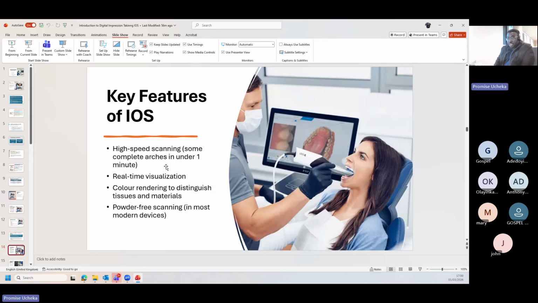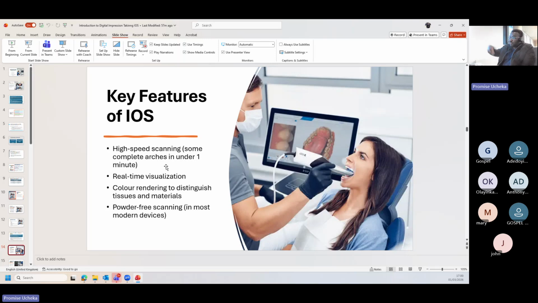There are some key features of intraoral scanning. So you can have high-speed scanning. Now, I don't know how long it takes you on average to take an impression manually and do the casting until you get the model that you are looking for. But when you master the act of taking digital impressions, you can do it in as low as 1 minute. You can take a full impression of the mouth in as low as 1 minute. So it gives you that high-speed scan in real-time visualization.